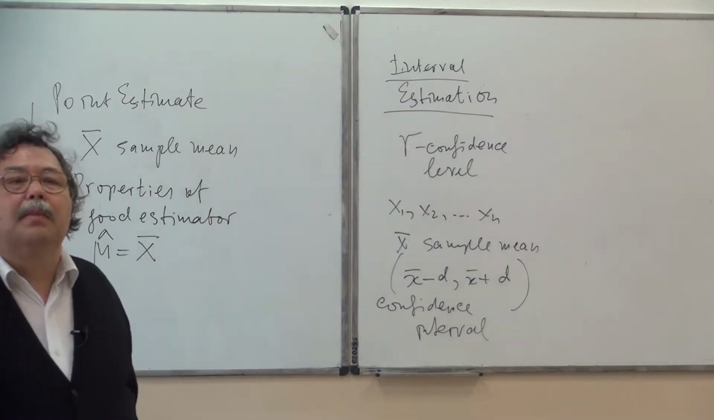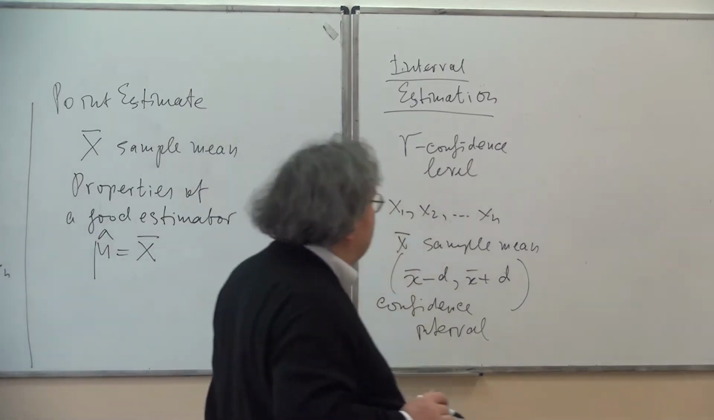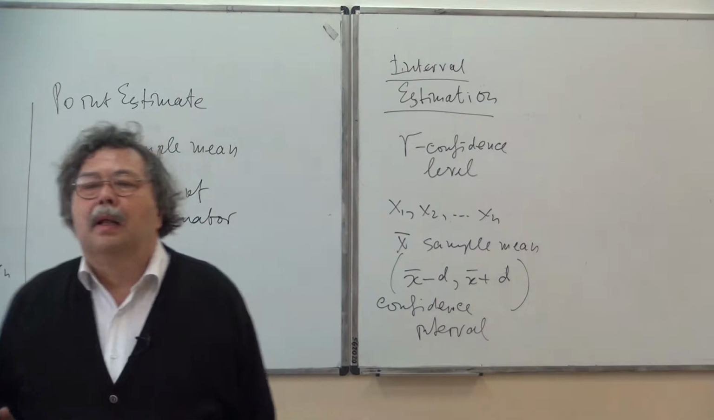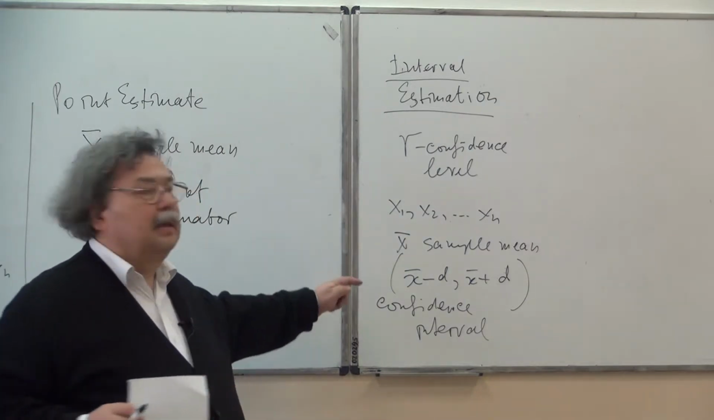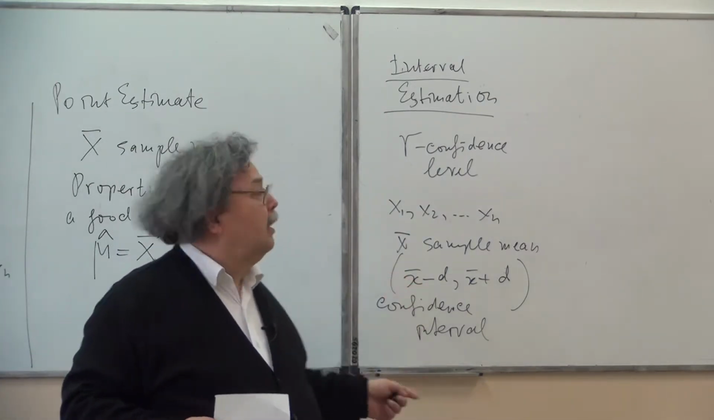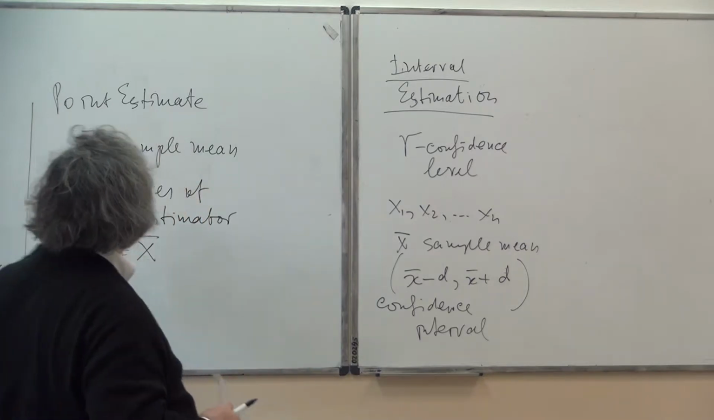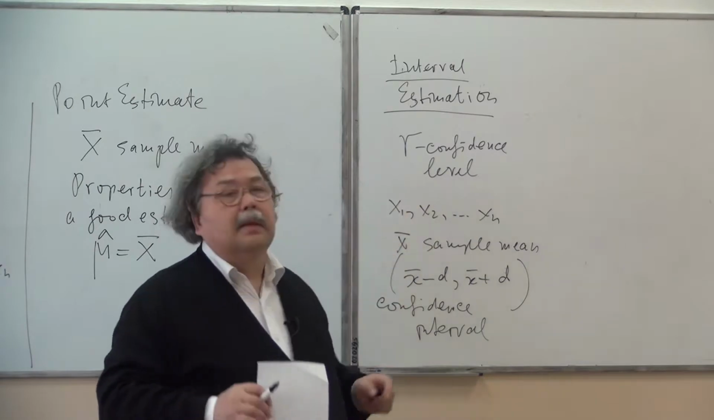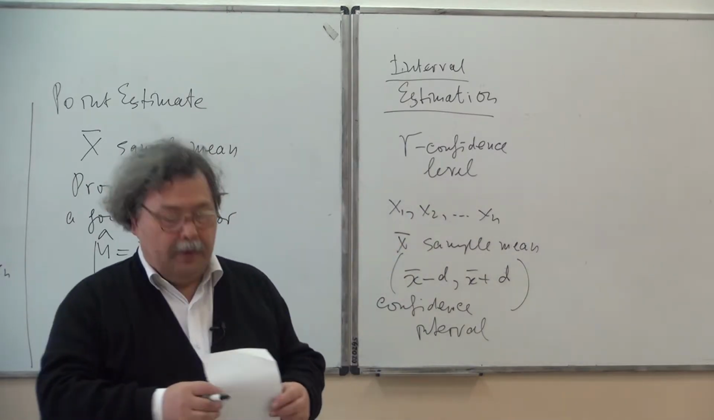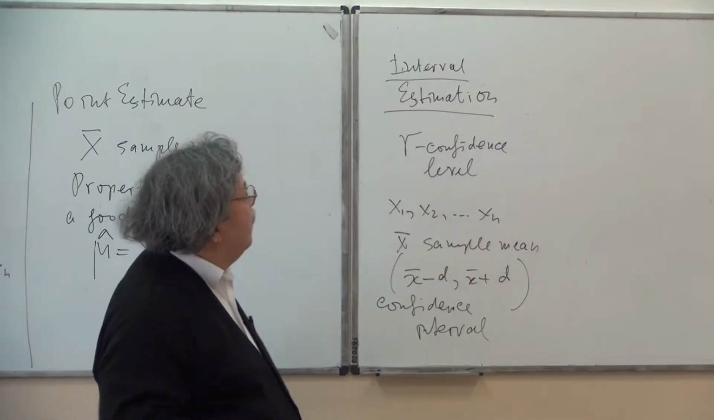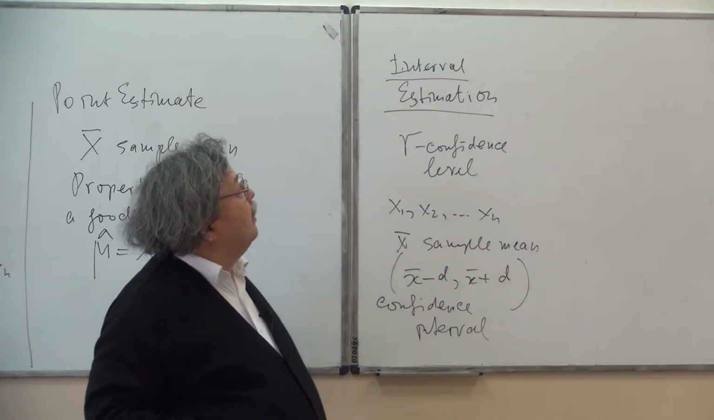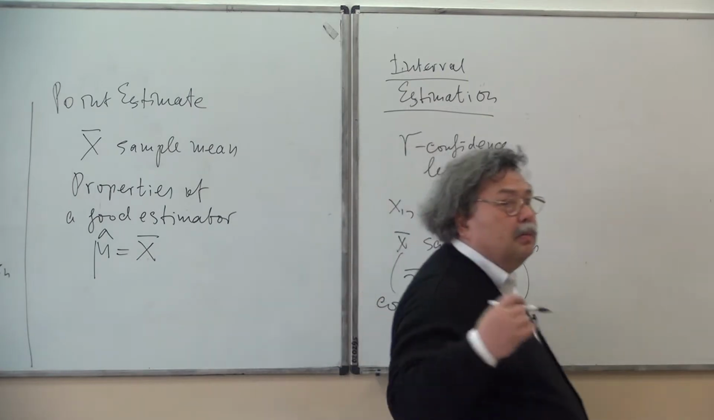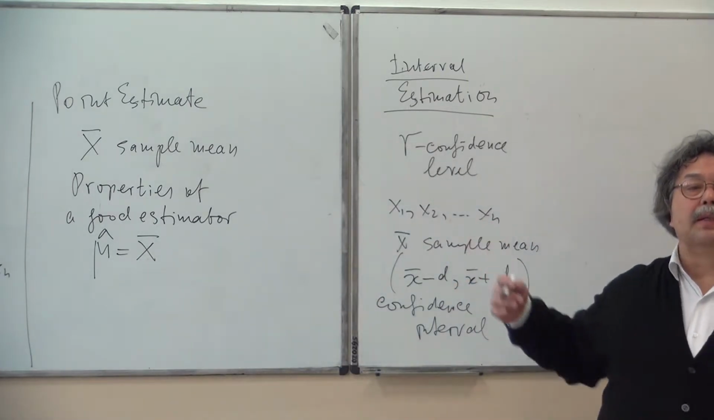And then what is the meaning of the confidence interval? The meaning is this, the right interpretation is this. The confidence interval that we construct in this way captures the unknown value of mu with probability gamma. Okay. Well, and this is interval estimation.